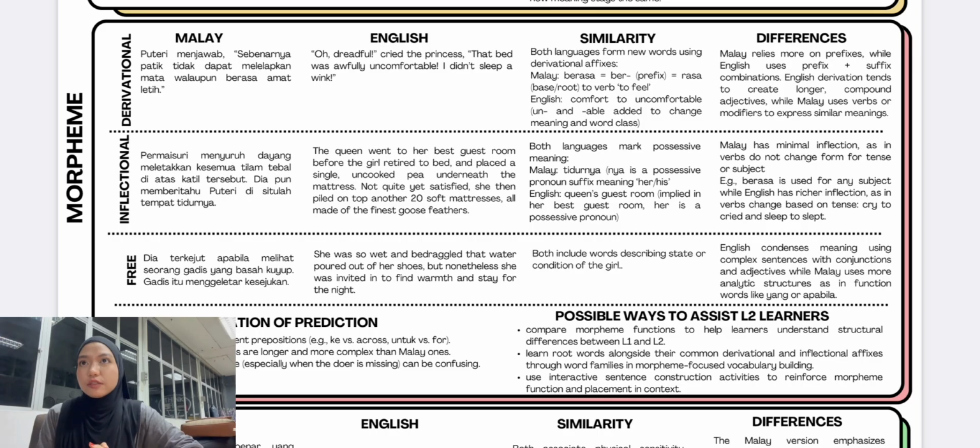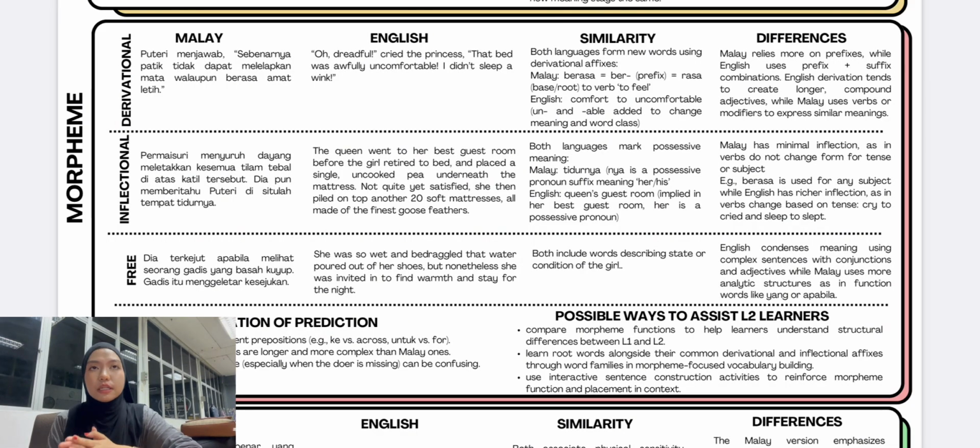Let's move on to the next linguistic item, which is the morpheme. So the first one is the original morpheme. In the Malay version, this is the excerpt: Putri menjawab, sebenarnya Patik tidak dapat melelapkan mata walaupun merasa amat letih. However, in English, it's said that, "Oh, dreadful," cried the princess. "The bed was awfully uncomfortable. I didn't sleep a wink."